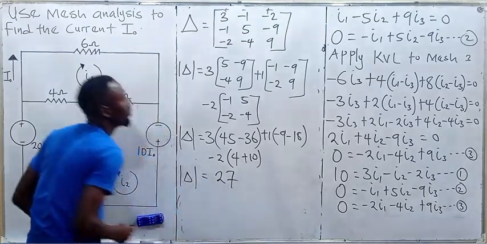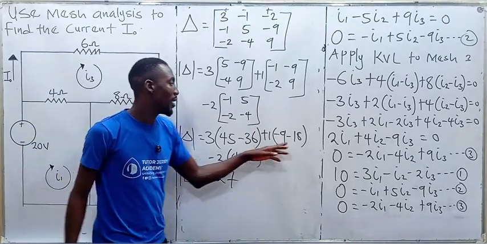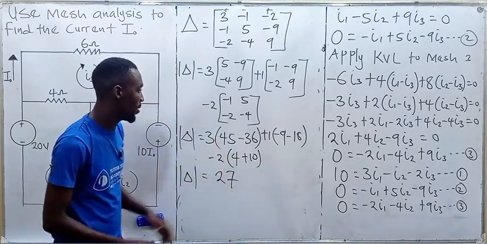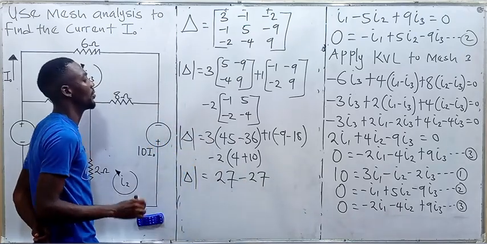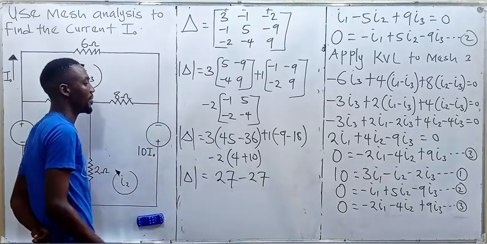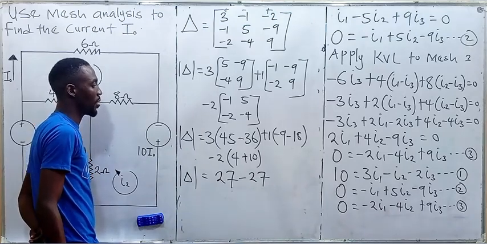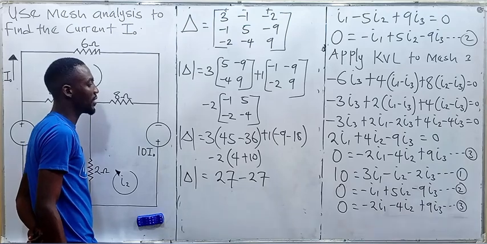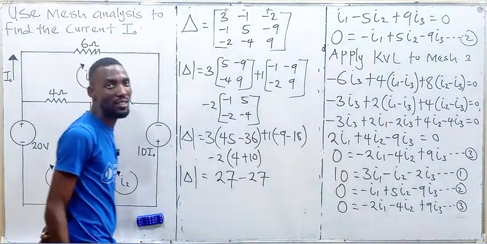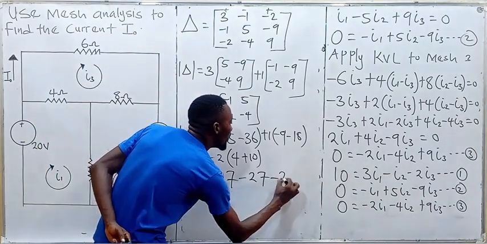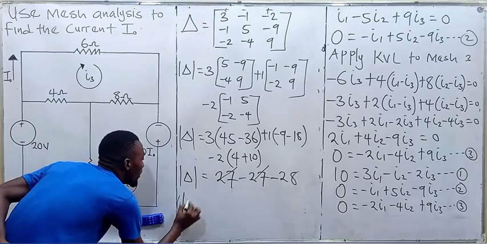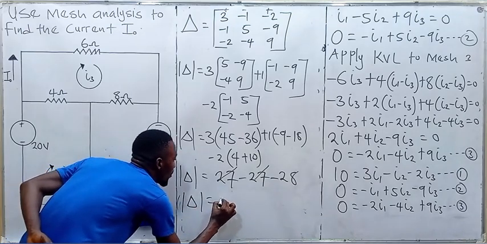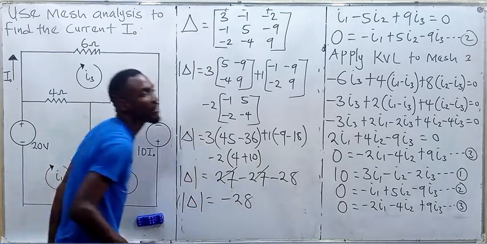So 27. All right. Minus 9 minus 18, that should be minus 27 as well. Right. And 4 plus 10, that is 14. And 14 times 2, that is 28, right? So we're going to have minus 28. So this, we cancel this. Then our determinant will be equals to negative 28.